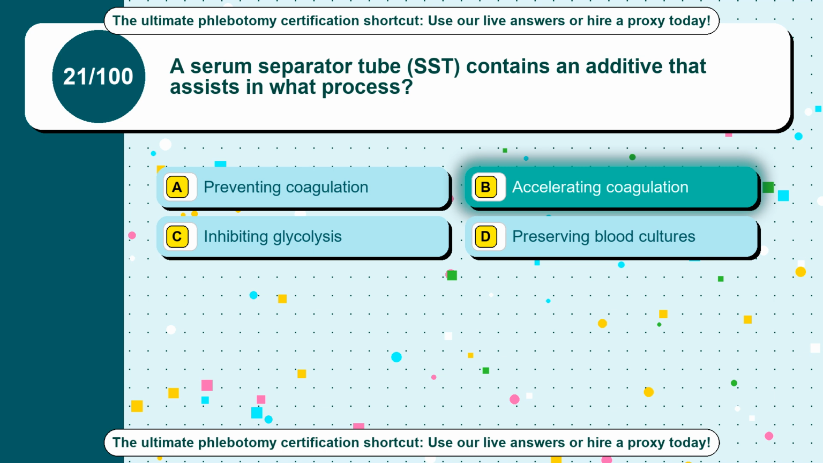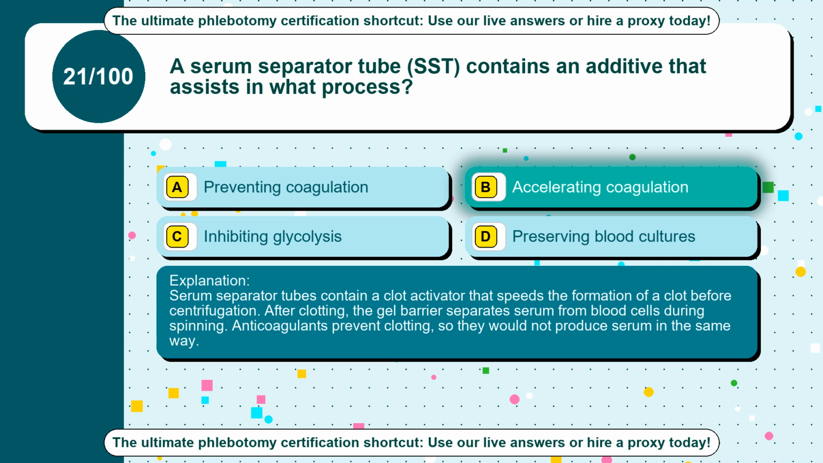Accelerating coagulation. Serum separator tubes contain a clot activator that speeds the formation of a clot before centrifugation. After clotting, the gel barrier separates serum from blood cells during spinning. Anticoagulants prevent clotting, so they would not produce serum in the same way.